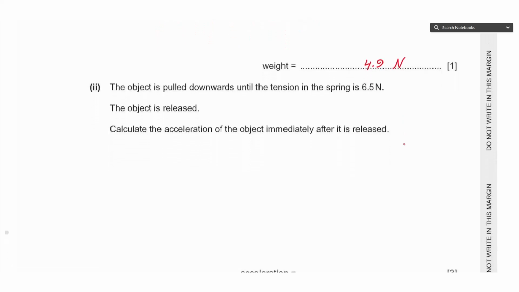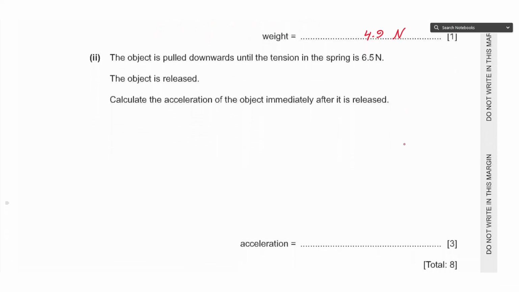Part (ii) says the object is pulled downwards until the tension in the spring is 6.5 newtons. The object is released. Calculate the acceleration of the object immediately after it is released. So we have here a force in the spring equal to 6.5 newtons upwards, and the weight of the object itself is 4.9 newtons.